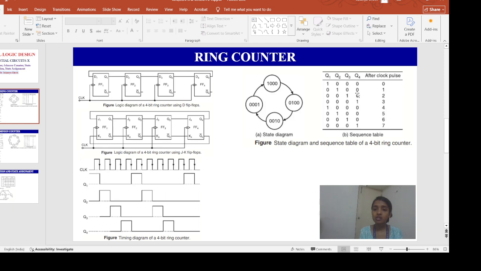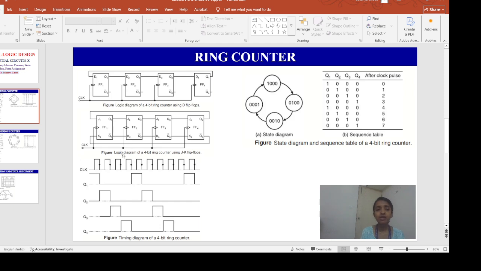Then again Q4 is coming to Q1, this 0 is coming here, this 0 is coming here, this 1 is coming here. Then after the next clock pulse, again this 1 at Q4 is getting transferred to Q1, then this 0 is coming over here, this 0 is coming over here, this 0 is coming over here. Simply right shift is happening. Then after this fourth clock pulse, you can see the same sequence is getting repeated.